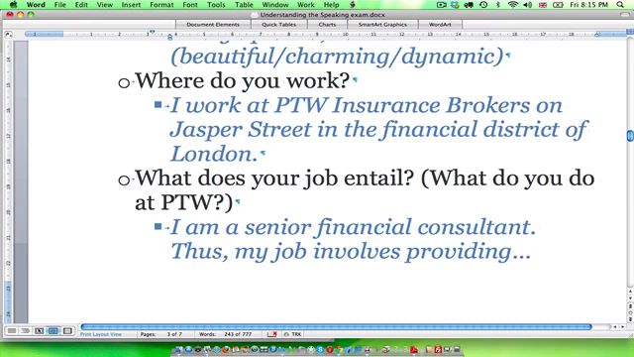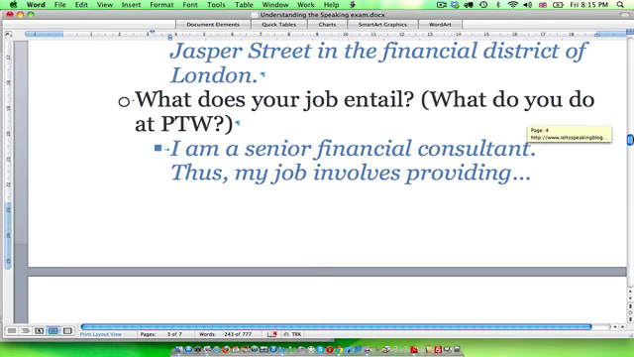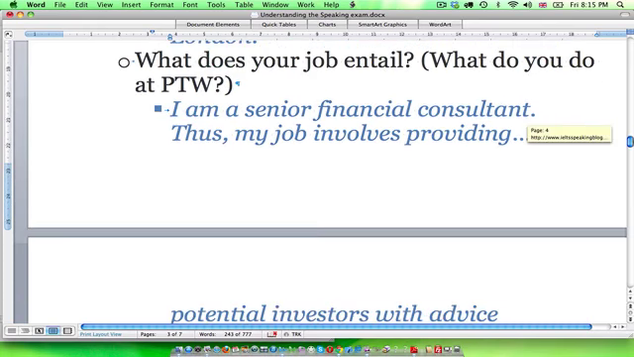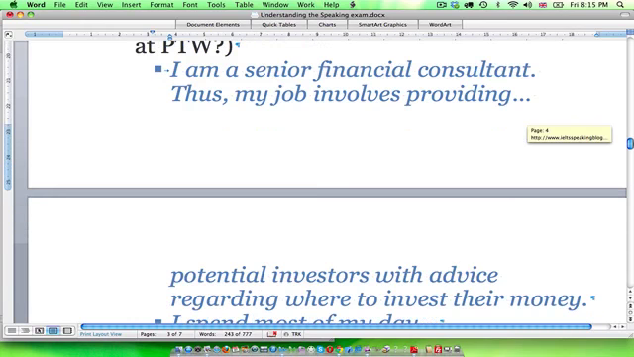So here we have, what does your job entail, or perhaps what do you do at PTW? And a response to something like, stating your title. So I am a senior financial consultant, and then elaborating from that and explaining particularly what you do as a senior financial consultant. Thus, my job involves providing, and then going on from there. So, for example, potential investors with advice regarding where to invest their money.